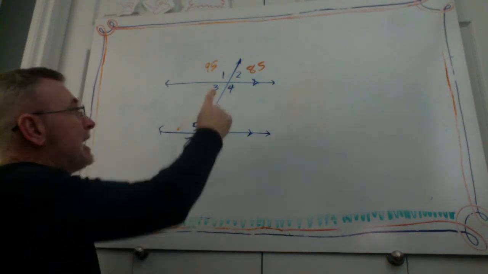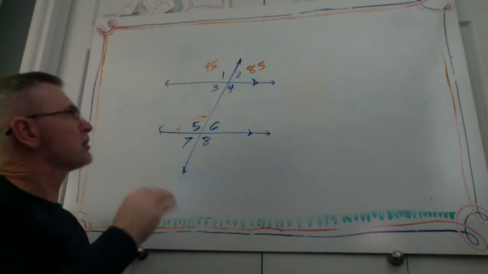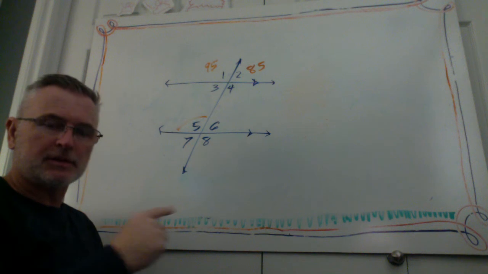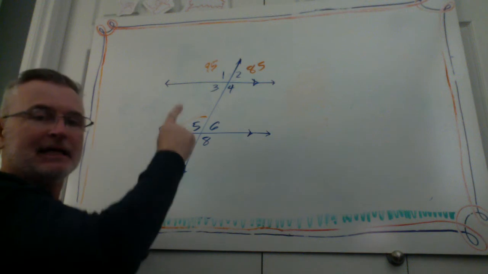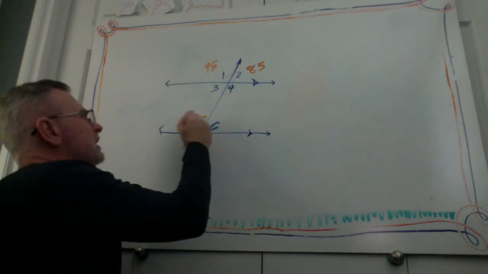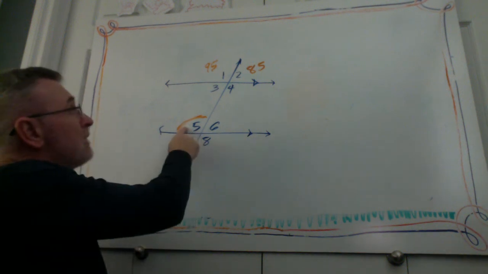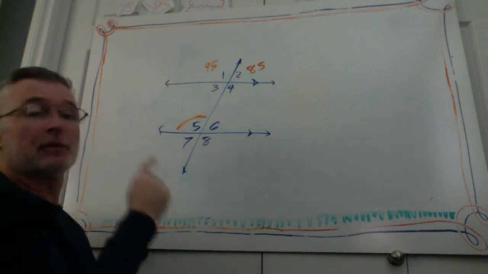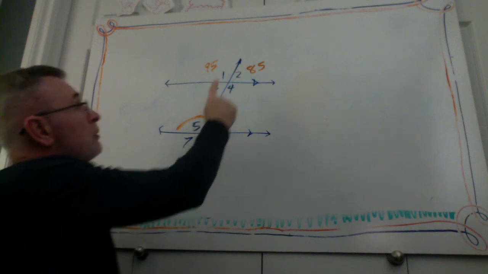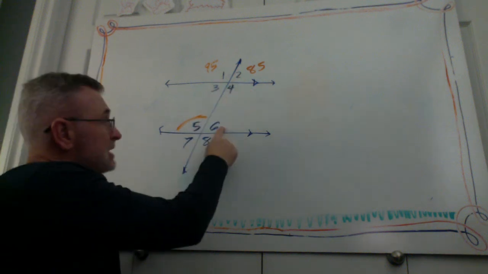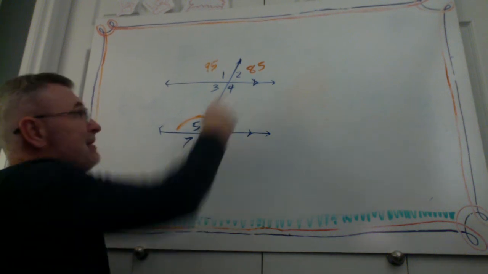Because angle 1 and angle 5 are in the same position in each of the intersections. These are called corresponding angles because they correspond to each other. They're in the same spot in the intersections. So 1 and 5 are corresponding, so they're equal. That means that number 5 is also 95 degrees. Angle number 2 and angle number 6 are also corresponding. That means 6 is 85.